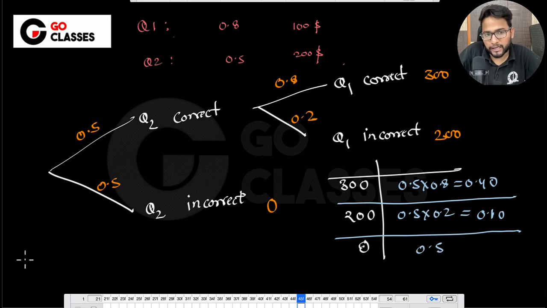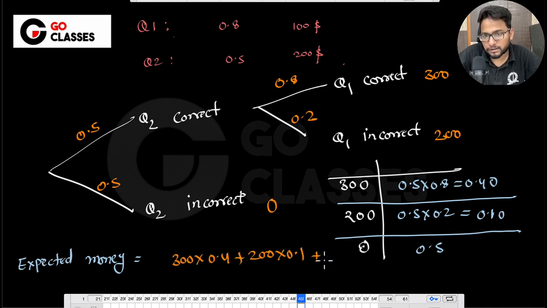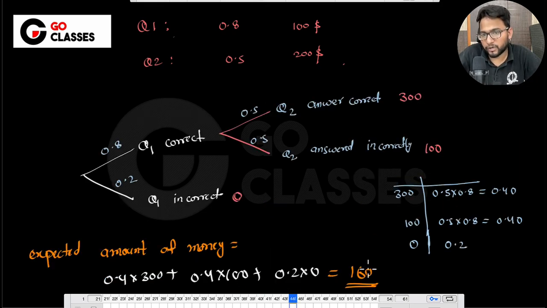So what is the expected money you will be winning? You multiply 300 into 0.4 plus 200 into 0.1 plus 0 into 0.5, which is basically 120 plus 20, which is 140 rupees. So here you are winning 140 rupees as expected money on average, and there you are winning 160 rupees. So which question should you start first? You should start with question number 1 first.